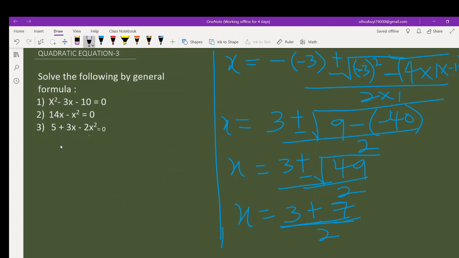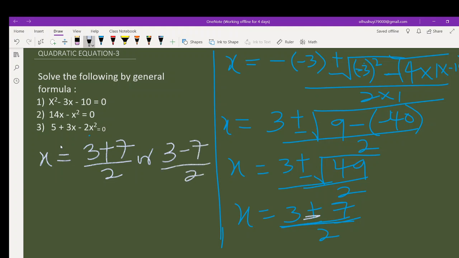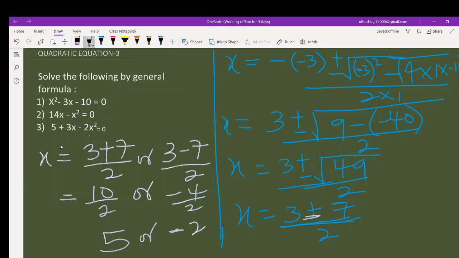We can finish it up here. x can be equal to 3 plus 7 divided by 2, or 3 minus 7 divided by 2. That becomes 10 divided by 2, or minus 4 divided by 2. We have 5, or minus 2. Do you see that?